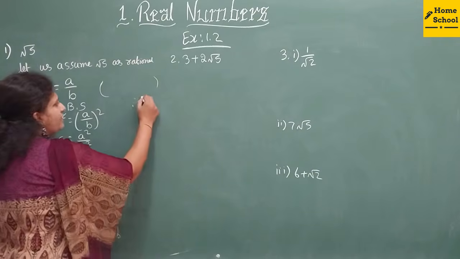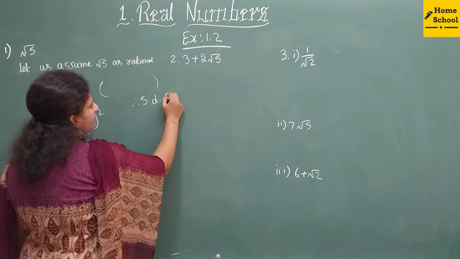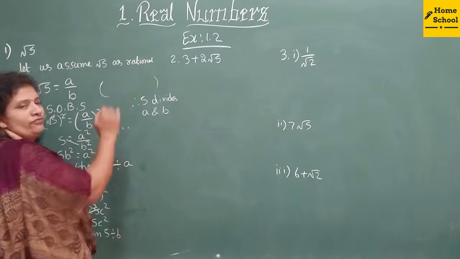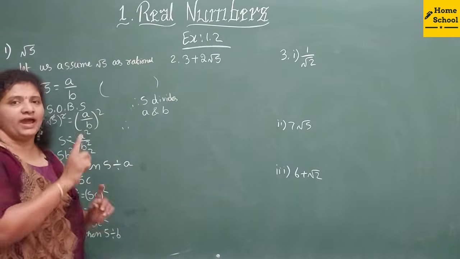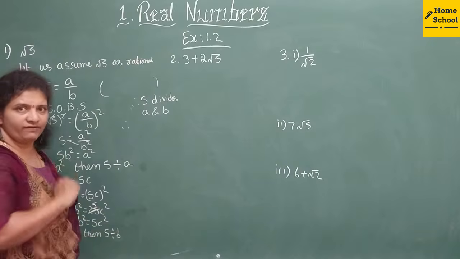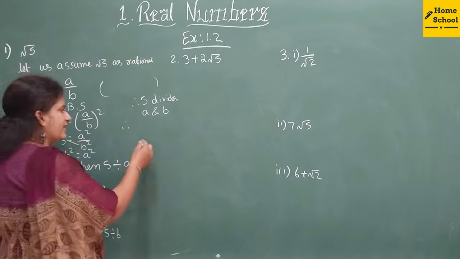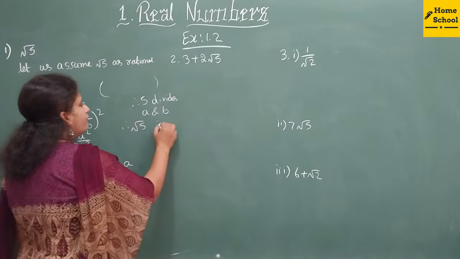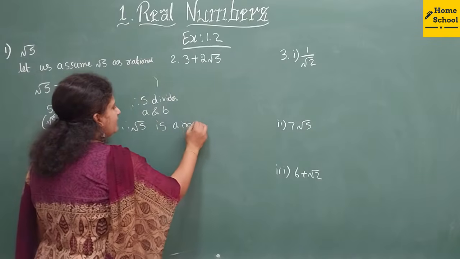What can I say here? Therefore, 5 divides a and b. For root 5 to be a rational number, a and b should not be divisible by any number other than 1. Therefore, it is dividing, right? Therefore, my contradiction, my assumption, is wrong. Therefore, root 5 is irrational.